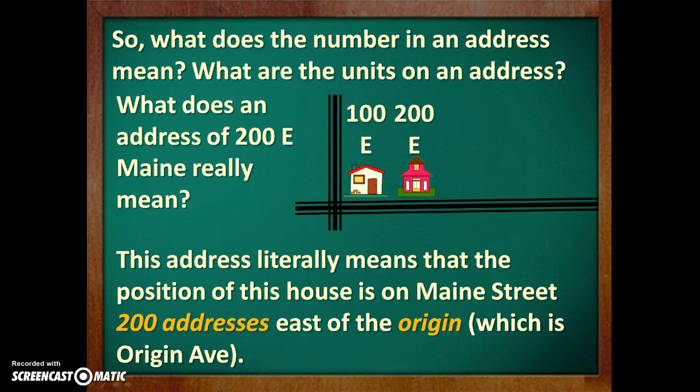So what does the number in an address mean? What are the units on an address? What does an address of 200 East Main really mean? This address literally means that the position of this house is on Main Street 200 addresses east of the origin, which turns out to be Origin Avenue.